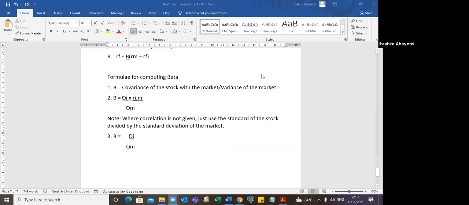So the moment you have your beta, you now go and compute your required return. Take away your required return from your expected return, you get your alpha value. That is how to do it.